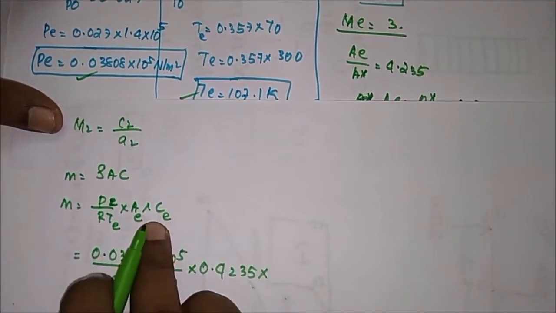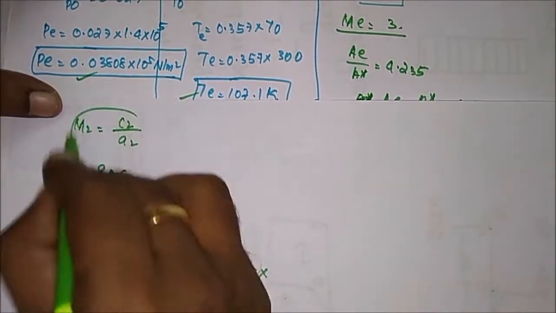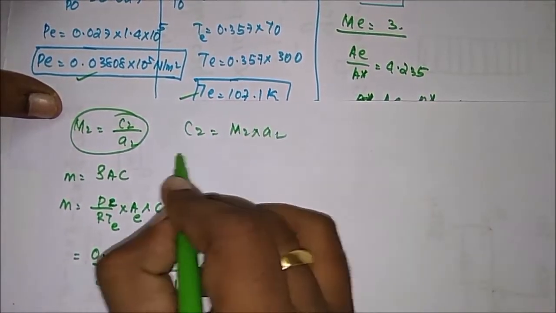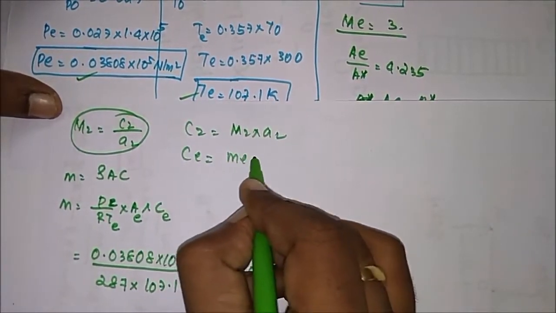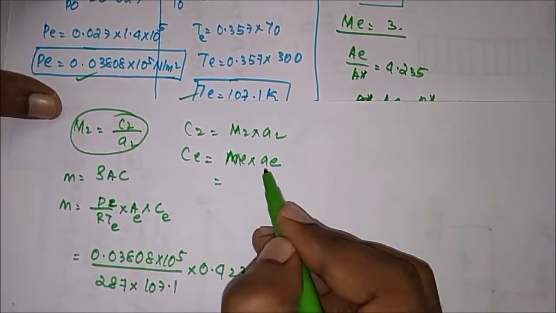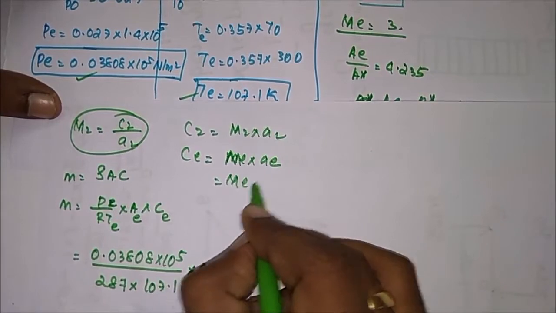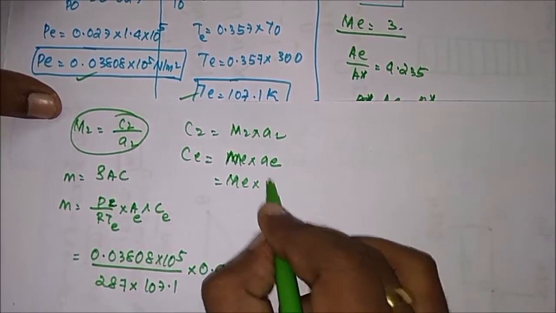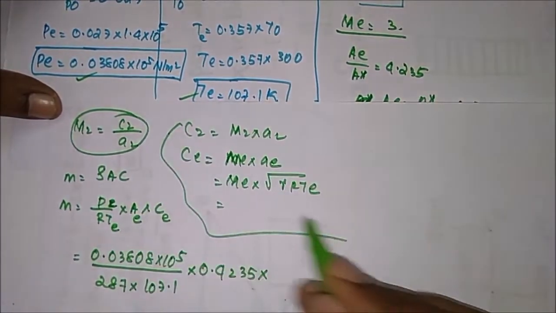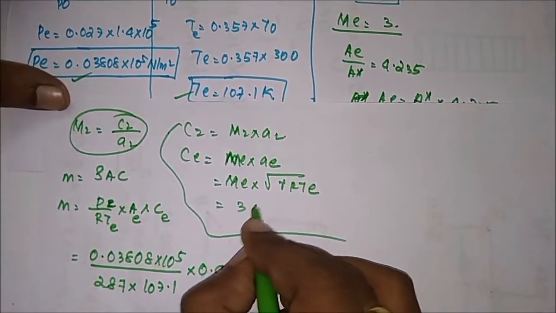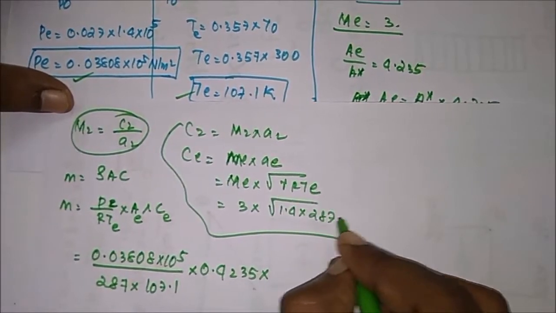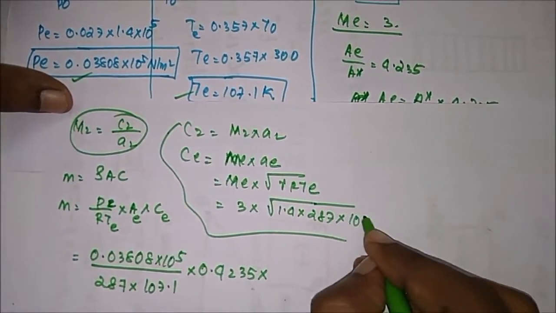0.4235 into velocity. For the velocity value, we use this formula, that is C2 is equal to M2 into A2. Therefore, CE is equal to ME into AE, that is equal to Mach number at the exit into square root of gamma R TE. What is the value of Mach number at the exit? 3 into root of gamma 1.4 into R is equal to 287 into temperature at the exit 107.1.